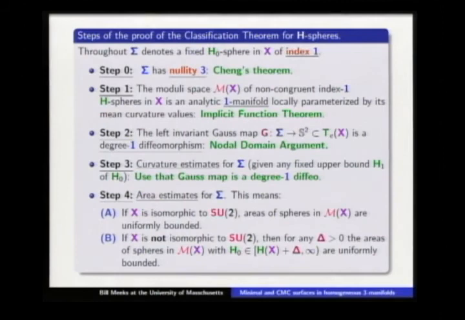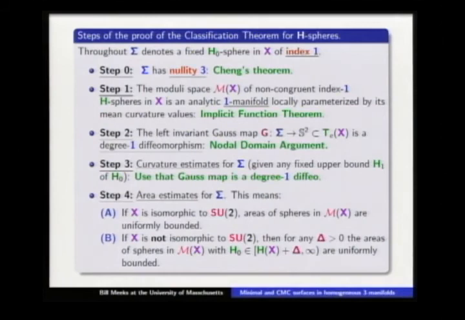I've got to be careful in what I mean by area estimates. When you're not SU2, that means you're topologically R3. Pick any positive number at all, and look at the range of examples in this range, so away from the critical mean curvature by some positive amount. Then I do get area estimates. As I get close to the critical mean curvature, area might not be bounded. Once I say I'm away from the critical mean curvature, I get a uniform estimate on the area. So that's the hard part, and it's quite long and hard.